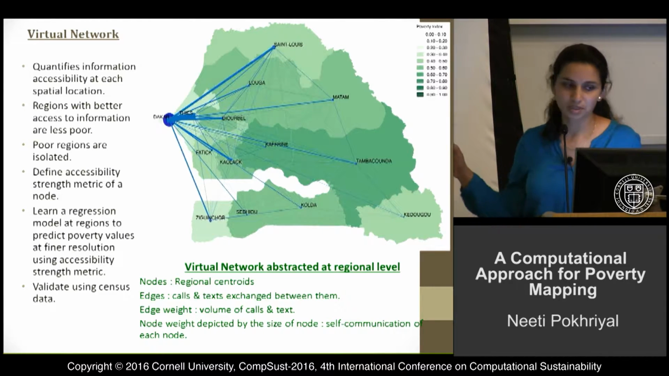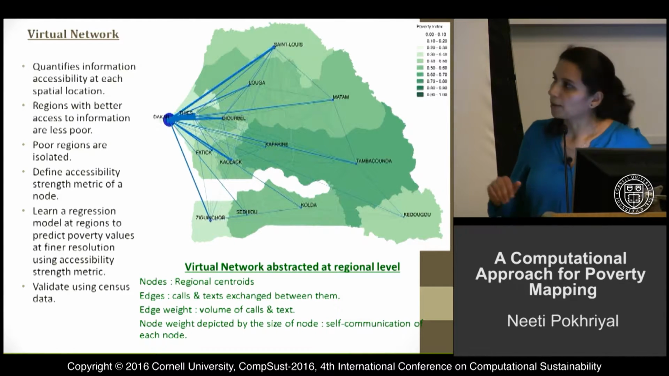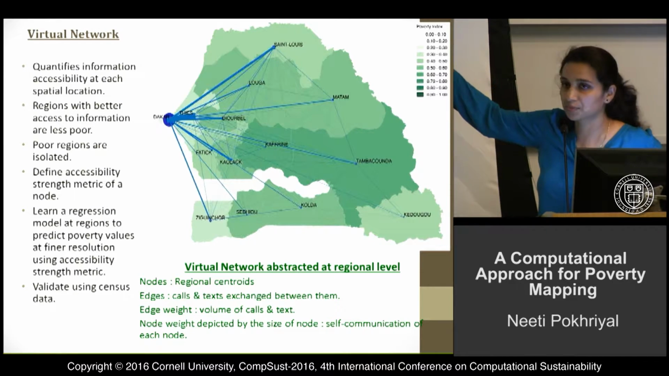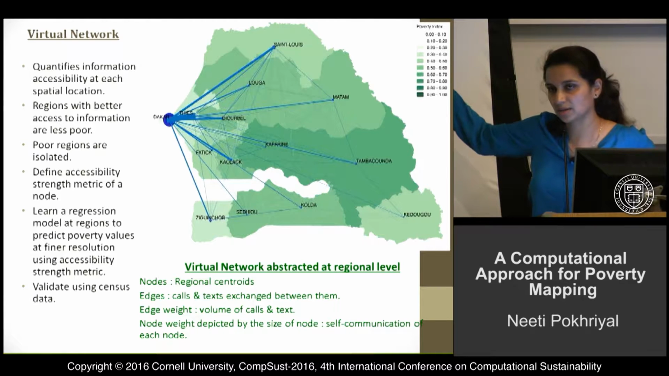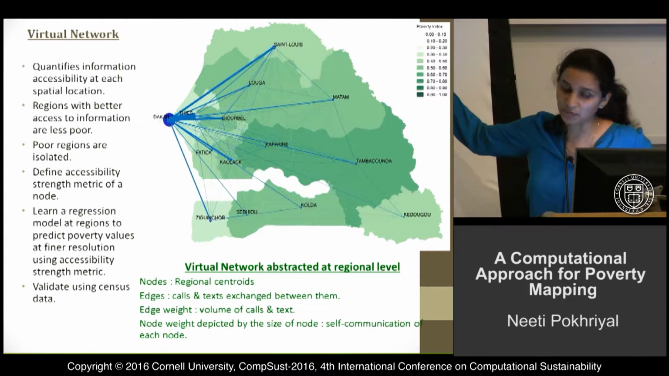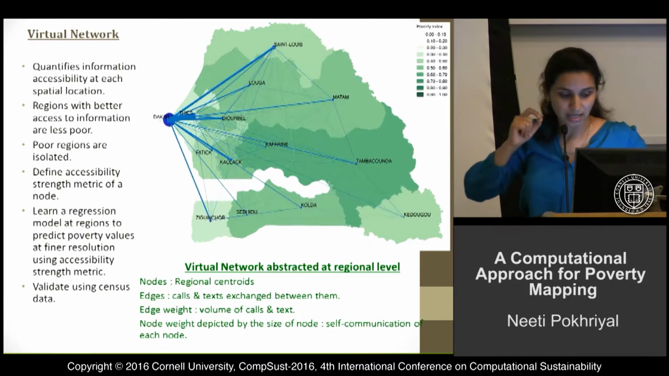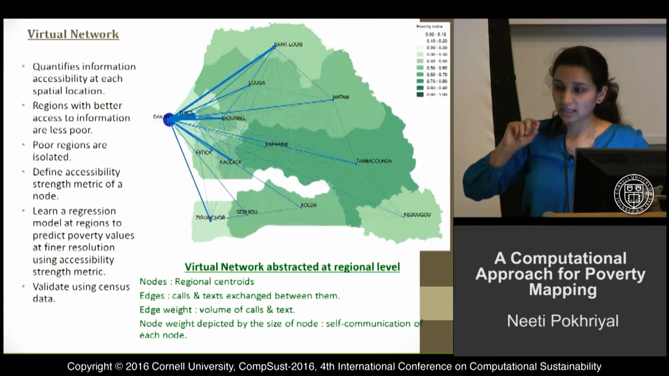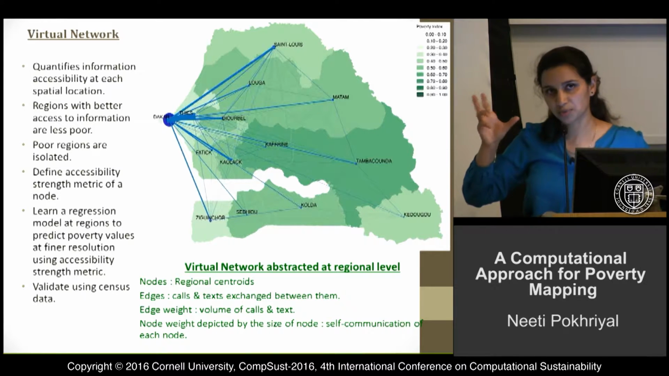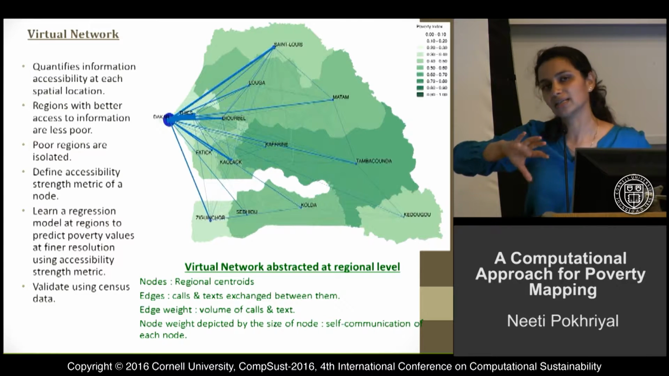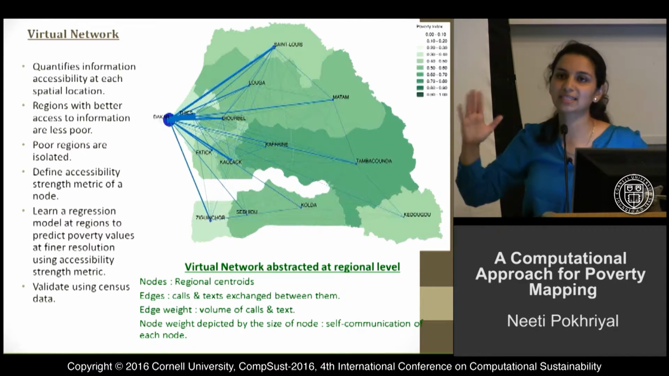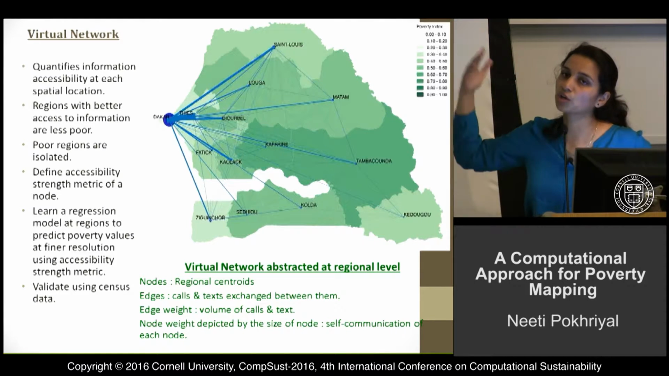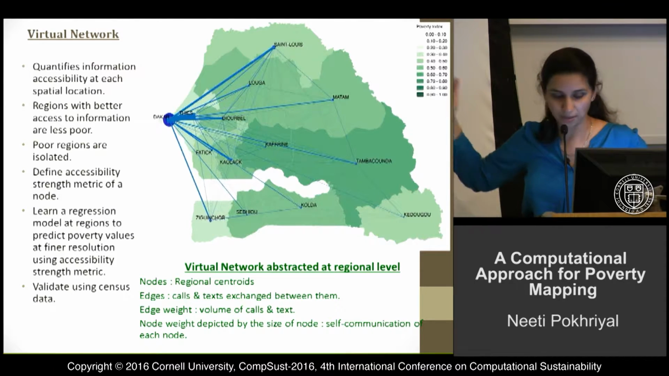So this is the first approach, the graph theoretic approach. I call it a virtual network, and this is the virtual network abstracted at a regional level for Senegal. Senegal has 14 regions. Each node is a regional centroid. Two nodes are connected if there was a call or text exchange between these two nodes. This is an undirected weighted graph. The edges are weighted corresponding to the volume of calls and texts exchanged.